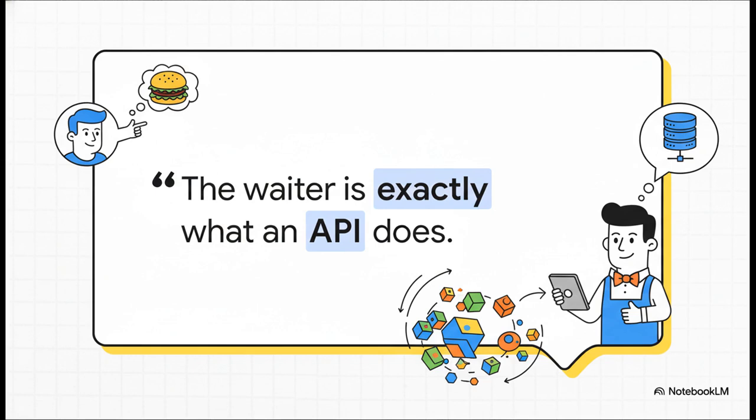Think about it. The waiter doesn't cook the food. They don't decide what's on the menu. Their one and only job is to take a clear, well-formed request, deliver it to the system that can actually fulfill it, and then bring the response right back to you. That's it. That is the core function of an API.